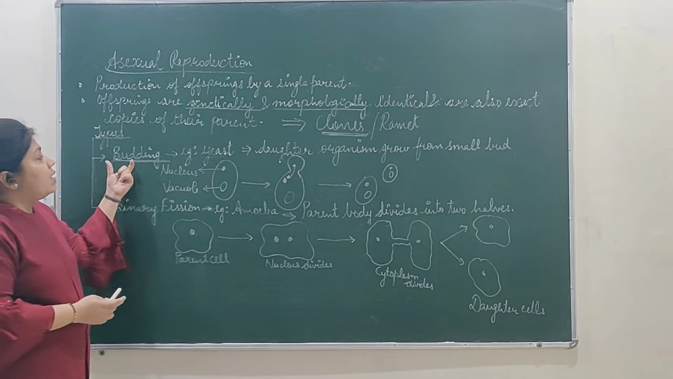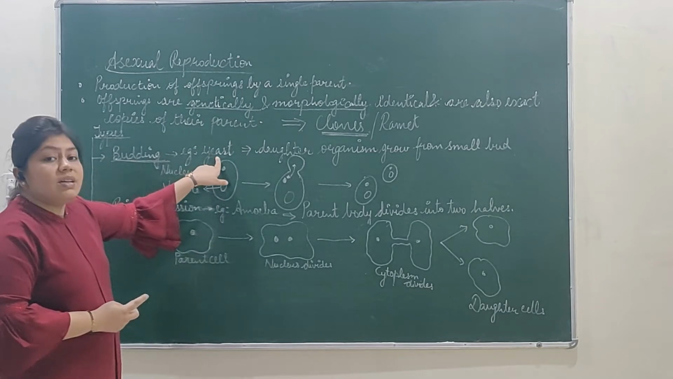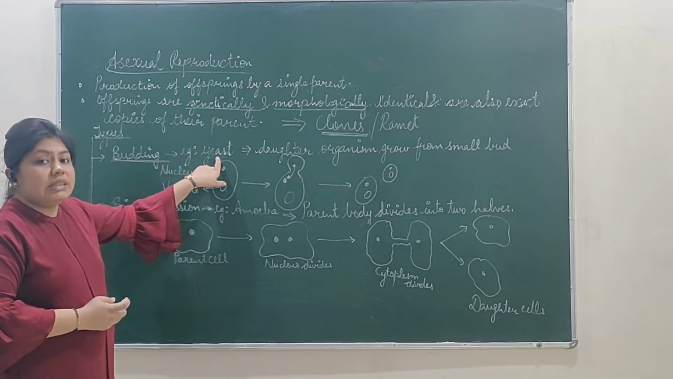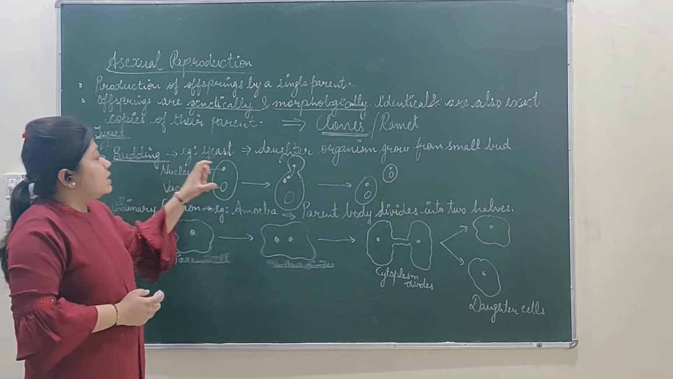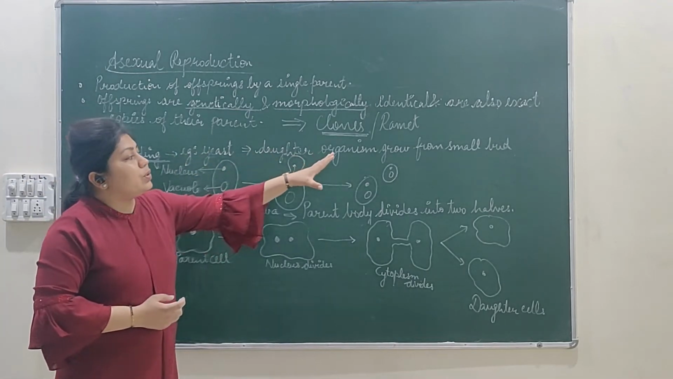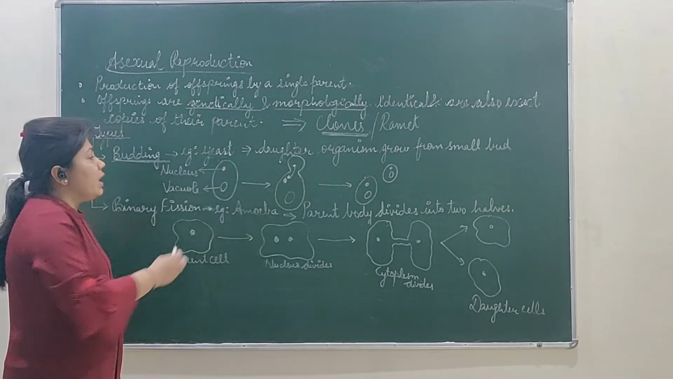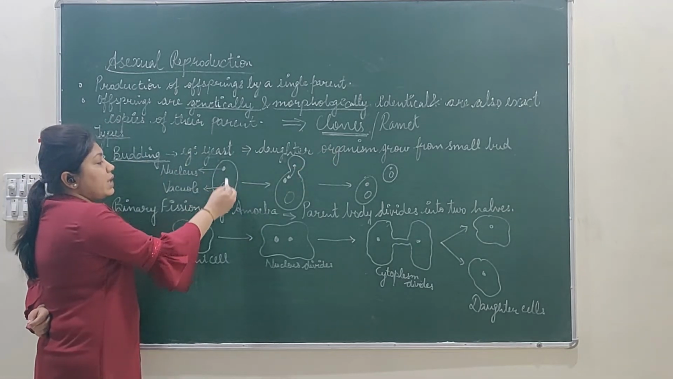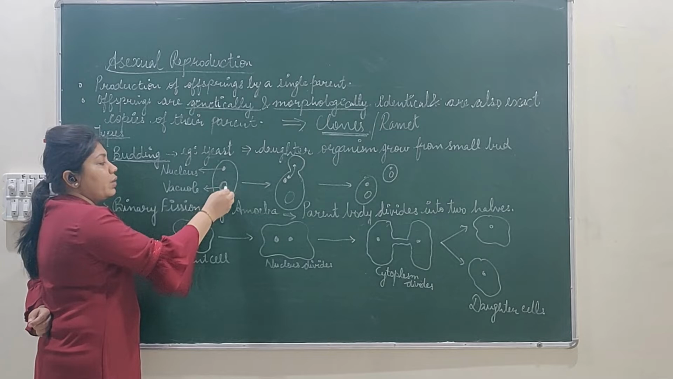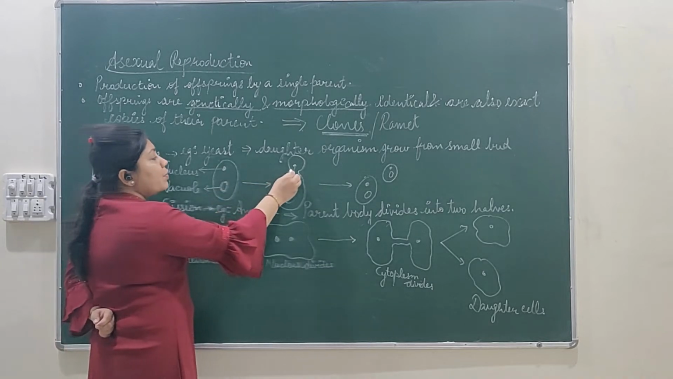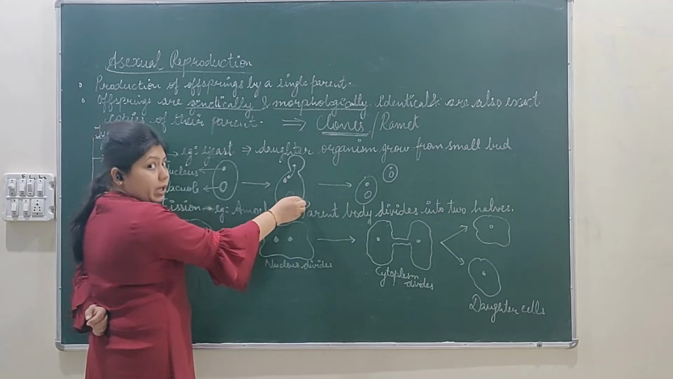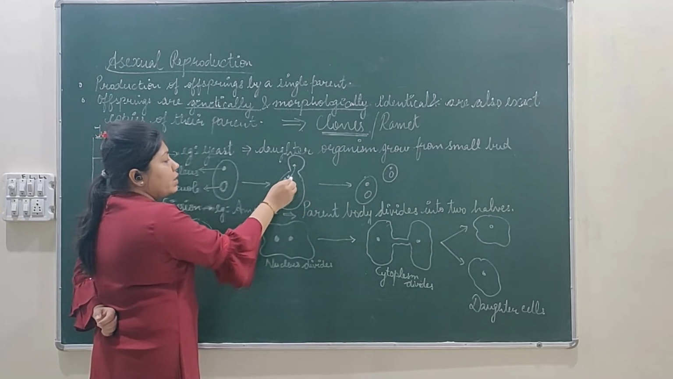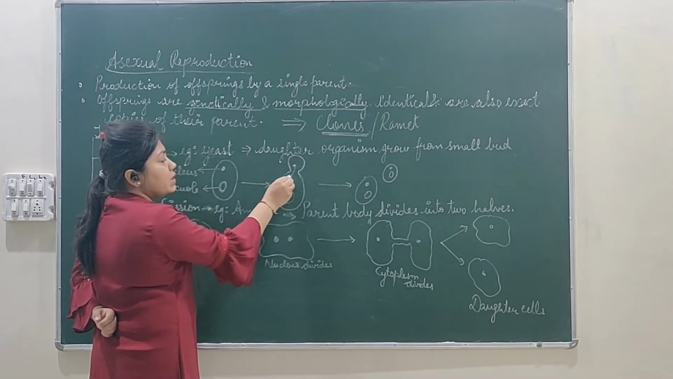So budding, most commonly seen in the yeast, Saccharomyces cerevisiae. What happens in the yeast? See, daughter organisms grow from a small bud. See, this is the nucleus and this is the vacuole, right? A small protrusion is formed on the parent body. Got it? Here, this nucleus divides, right?